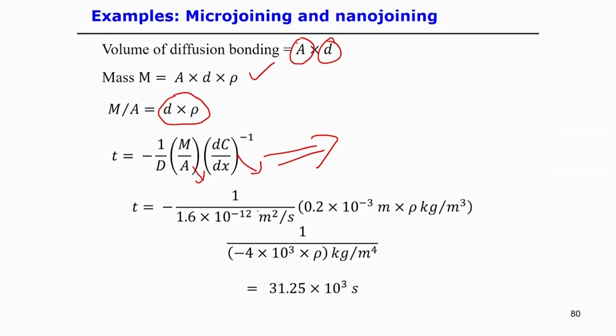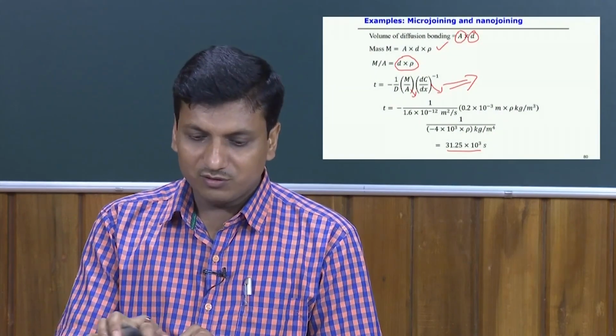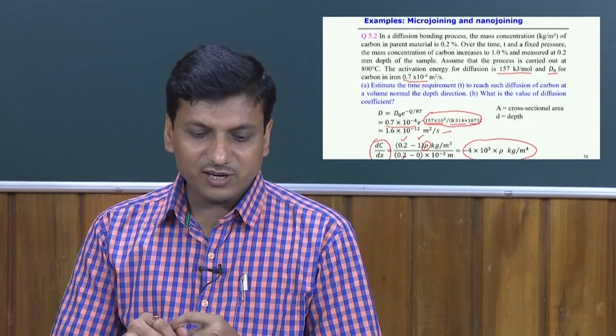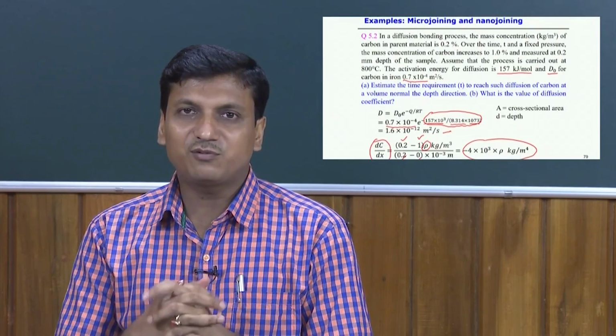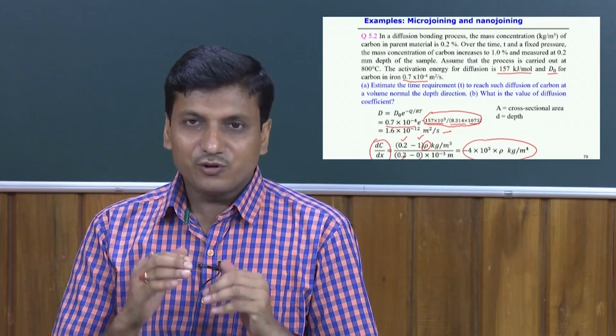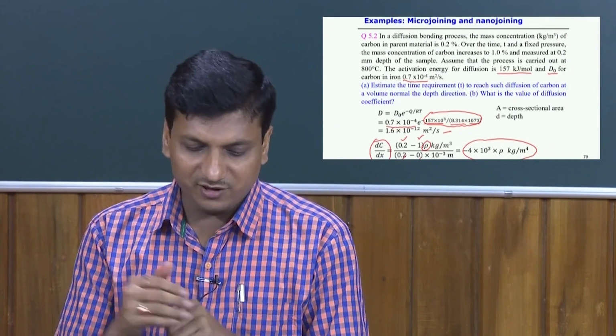So, if we put all these values here, we can find out that T equal to 31.25 into 10 to the power 3 second. So, that time is required to reach the carbon concentration from 2% to 1% over the depth of, I think, 0.2 millimeter. We assume that this process happens at 800 degree centigrade, so we use the value of D at 800 degree centigrade.